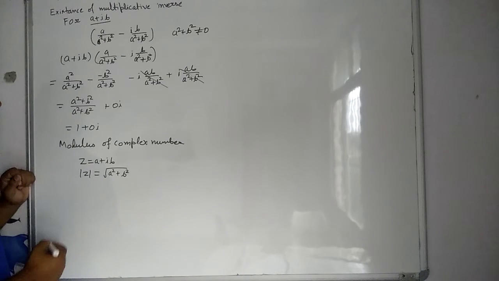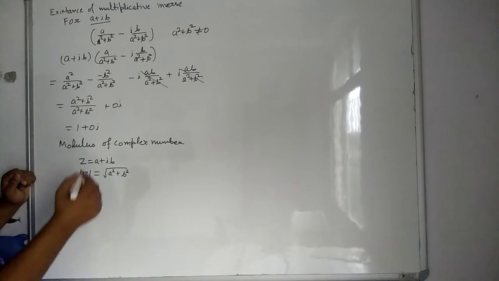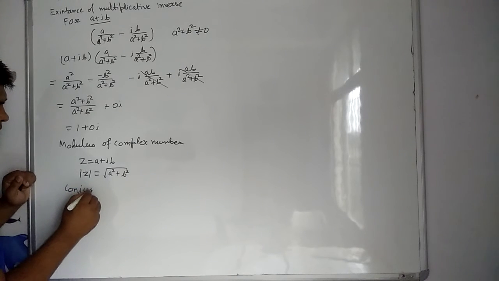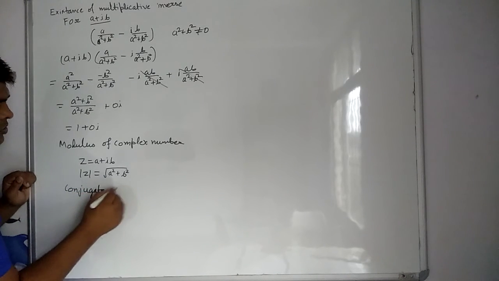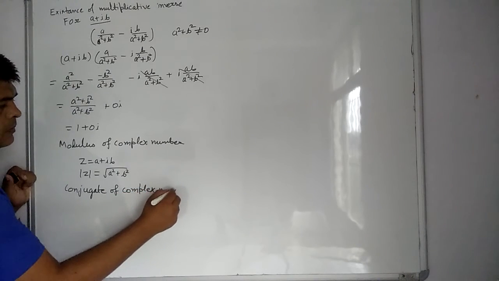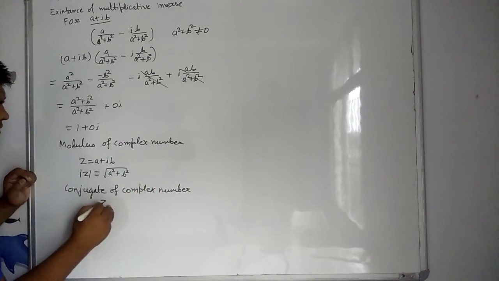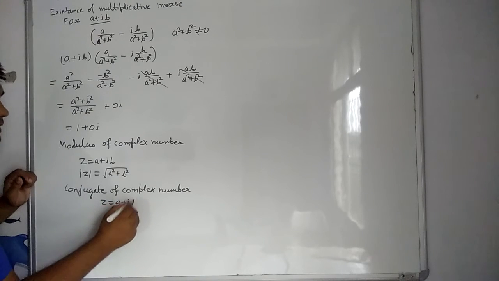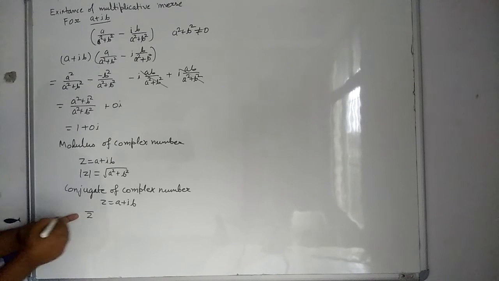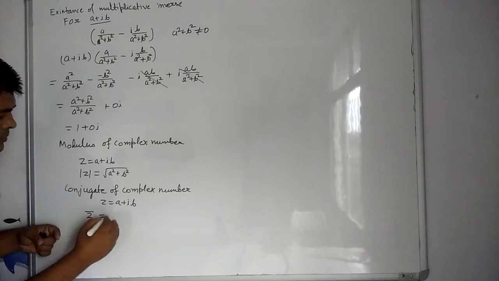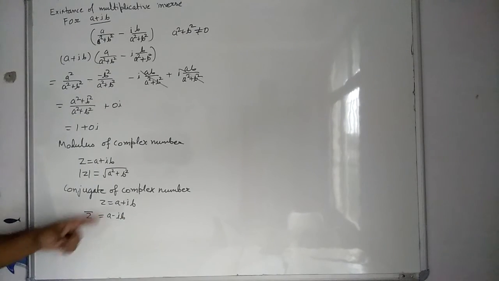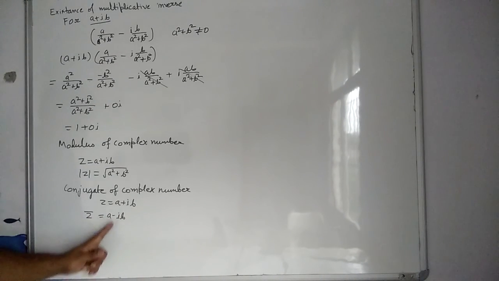And the next thing we are going to define is the conjugate of a complex number. What is the conjugate of a complex number? The conjugate of the complex number z equals a plus iota b is represented by z bar. This is the notation by which we represent the conjugate of a complex number, and it is given by a minus iota b. Only the sign of the imaginary part will change.